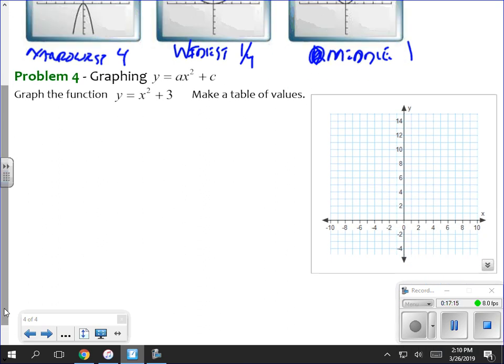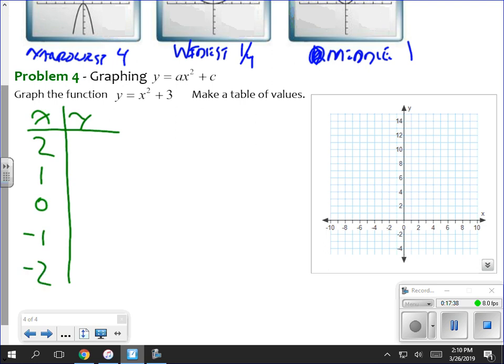Okay, and our last one, graphing the function y equals x squared plus 3. We make a table of values on this one. X, y. Let's go 2, 1, 0, -1, -2.